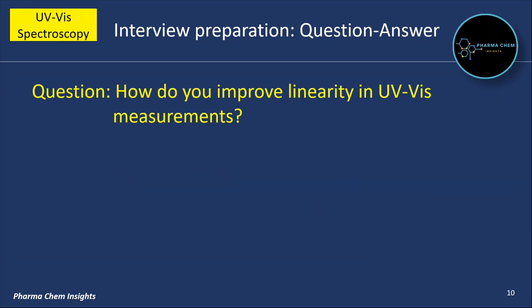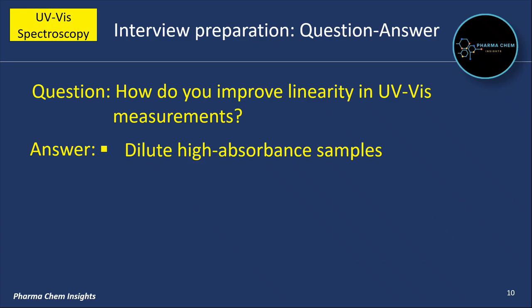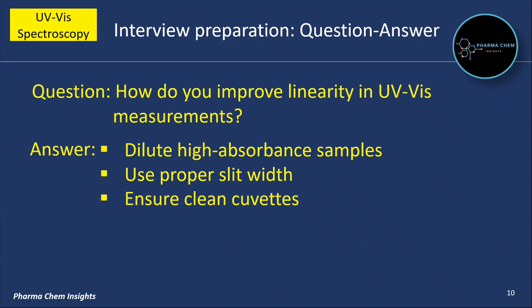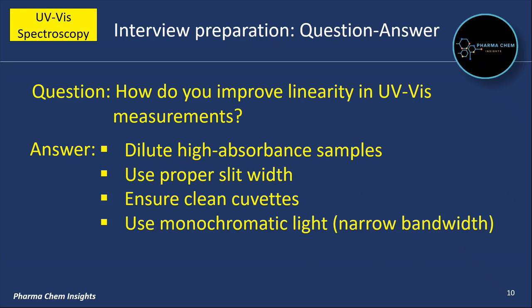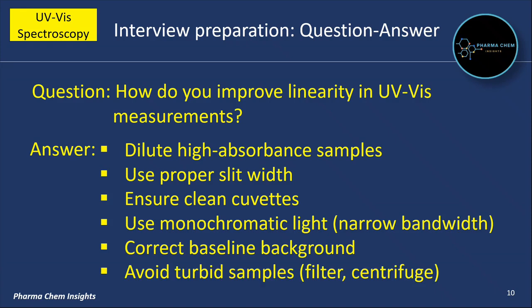Next question, how do you improve linearity in UV visible measurements? You can improve linearity in UV visible measurements by diluting high absorbance samples, by using proper slit width, by ensuring clean cuvettes is used, use monochromatic light, correct baseline background, avoid turbid samples, filter and centrifuge the samples if necessary.